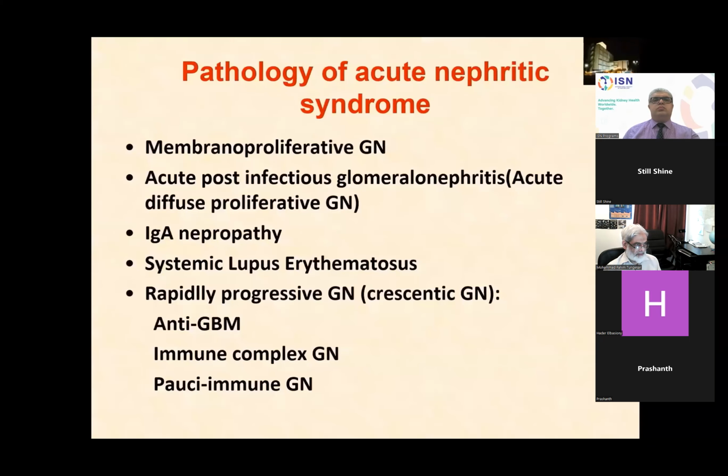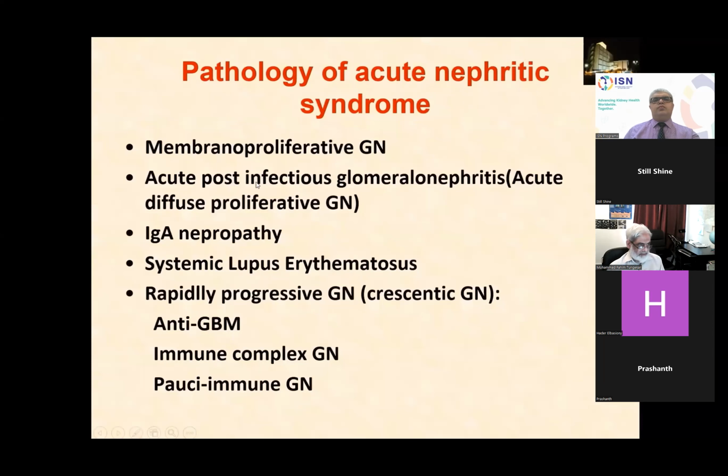Now we shift to the pathology of acute nephritic syndrome. We also have many histological patterns involved in this category. The group to be presented in this lecture includes membranoproliferative glomerulonephritis, which could be presented as nephritic and also in the previous nephrotic group. So MPGN could present as nephrotic or nephritic.